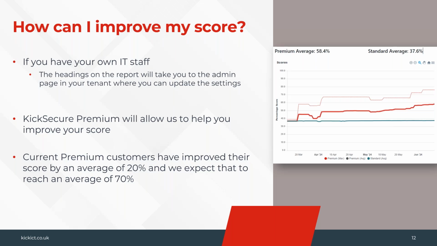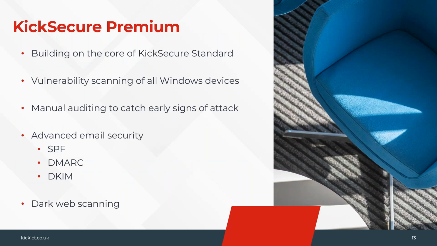But you can see the dotted line in red shows one of the first customers to run through. So you can see they quickly jumped up and they're now running around 76, 77% for the KickSecure score, which means that they're at a much higher level of security and much more capable of surviving an attack from a cyber attacker.